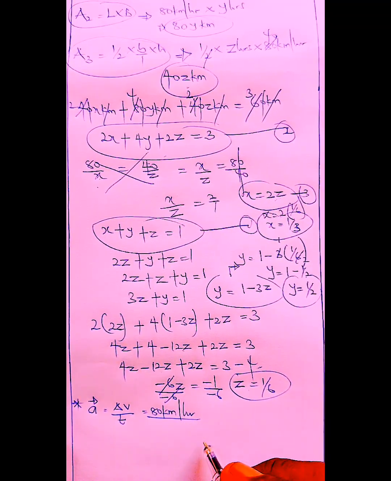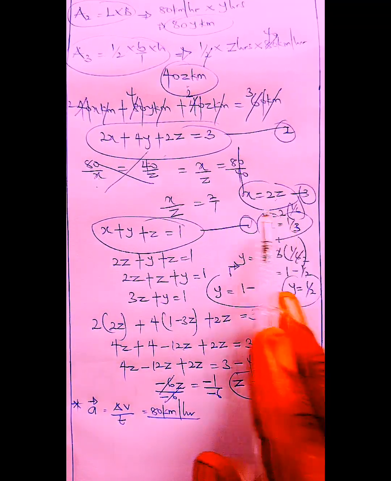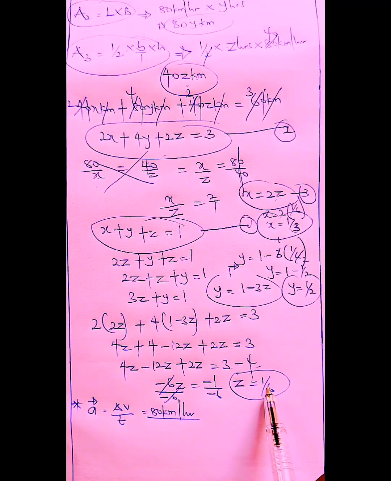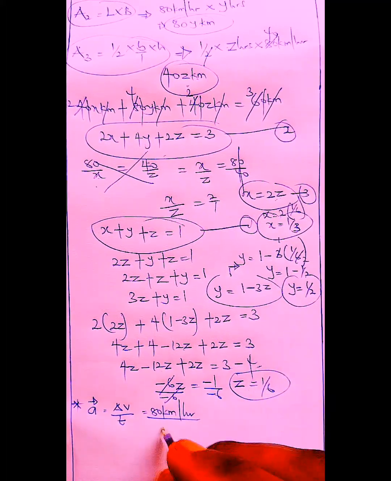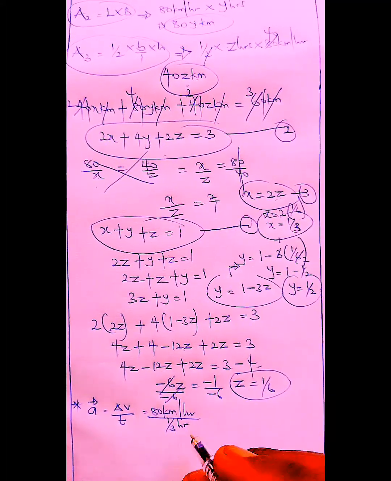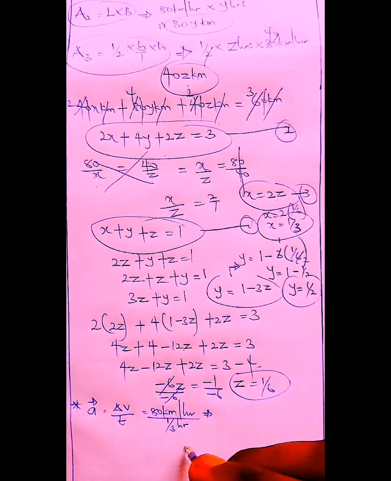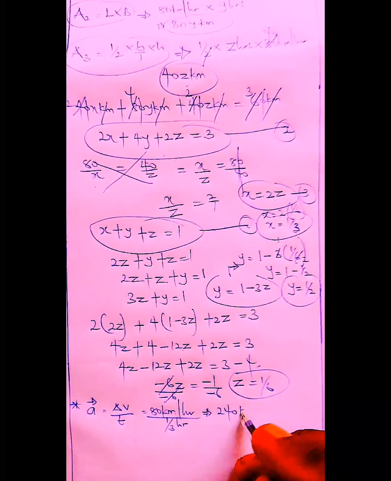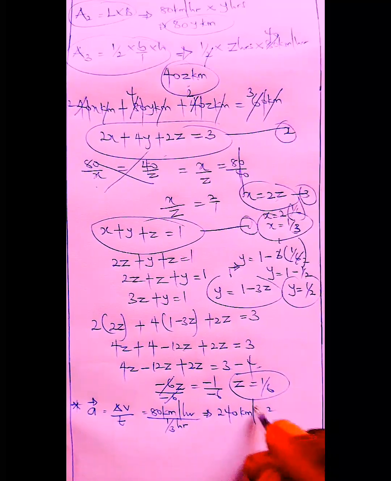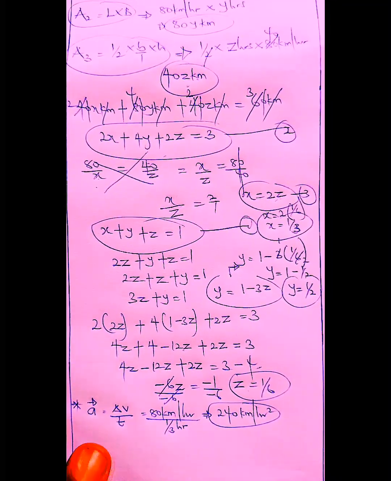Now, what's the time? The first time, which is x, is 2z, z is 1/6, so x is 1/3, that's 1/3 hour. So what do we have? We're going to solve this simply. The 3 comes out, 1 stays out. That's 240 kilometer per hour squared. This is what we have, 240 kilometer per hour squared.